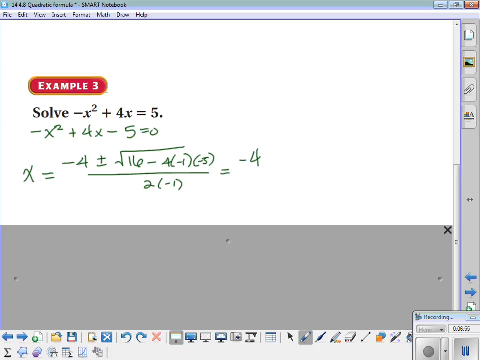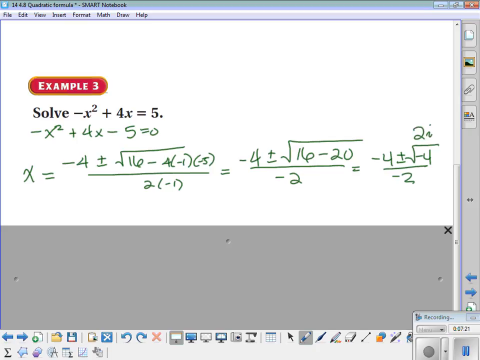All right, so again, I need to be careful with my signs. What's going to happen when I do my negative 4 times negative 1 times negative 5? Is it going to be positive or negative? It's negative, so it's negative 20, right? All over negative 2. And so that means I've got negative 4 plus or minus the square root of negative 4 all over negative 2. Well, what is the square root of negative 4 going to simplify to? 2i, very good. Because the square root of negative 1 is i, and the square root of 4 is 2.